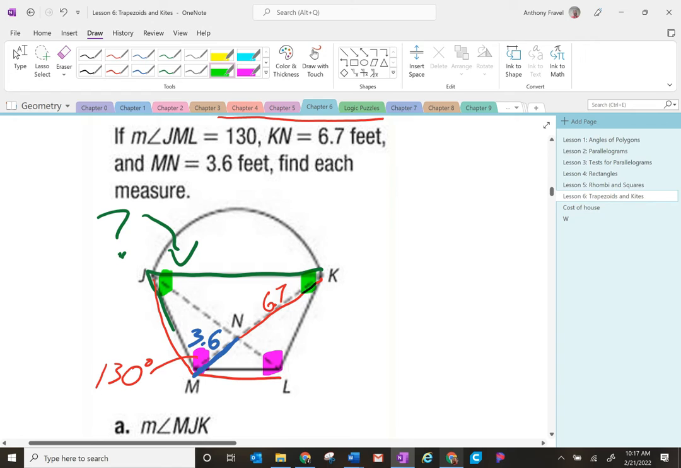How many sides are in a trapezoid? 4 sides. Yep. I get 4 sides in that trapezoid. So I've got 4 sides. I've got 4 angles.